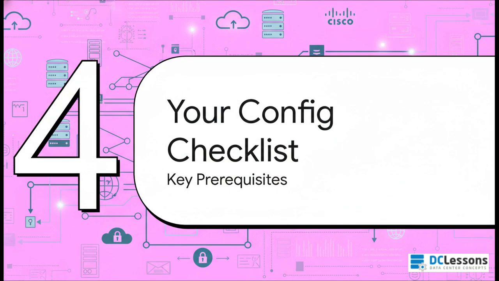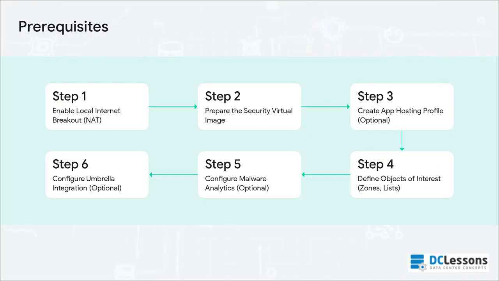Okay, so we've covered the why and the what. Let's get down to brass tacks and talk about the how. We're going to go through a high-level checklist of the key things you need to have in place to make this a reality. So the whole process really breaks down into 6 main prerequisite steps.